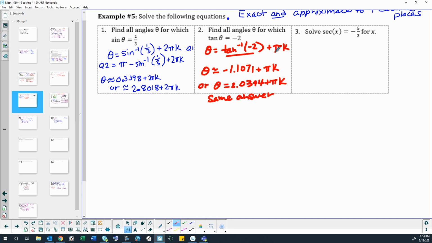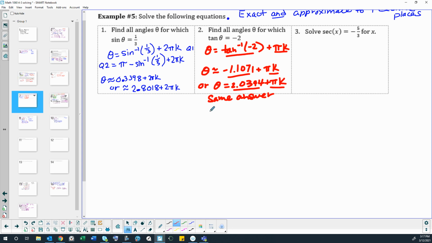This is exact, this makes it infinite. This is approximate, this makes it infinite. This is also approximate, this also makes it infinite, but this gives us a positive answer, so that if we need our answers from 0 to 2 pi, we would give this one and then add another pi value to get our quadrant 4 angle as a positive angle instead.